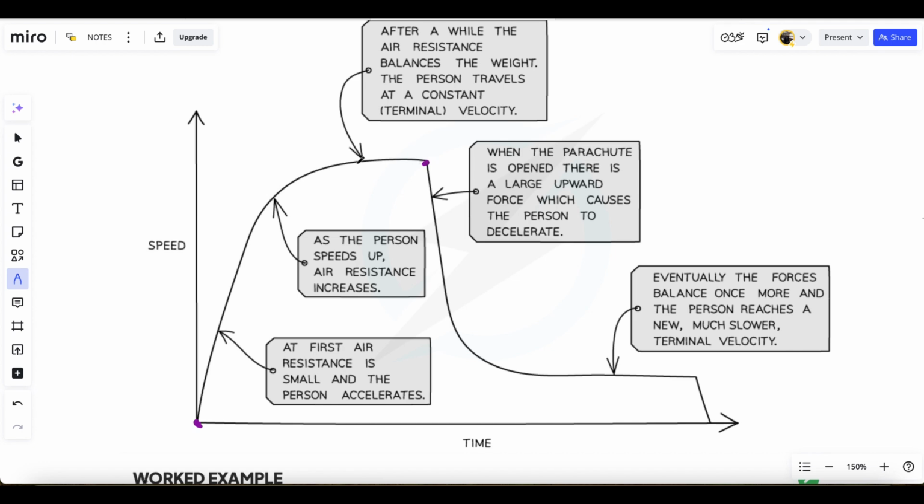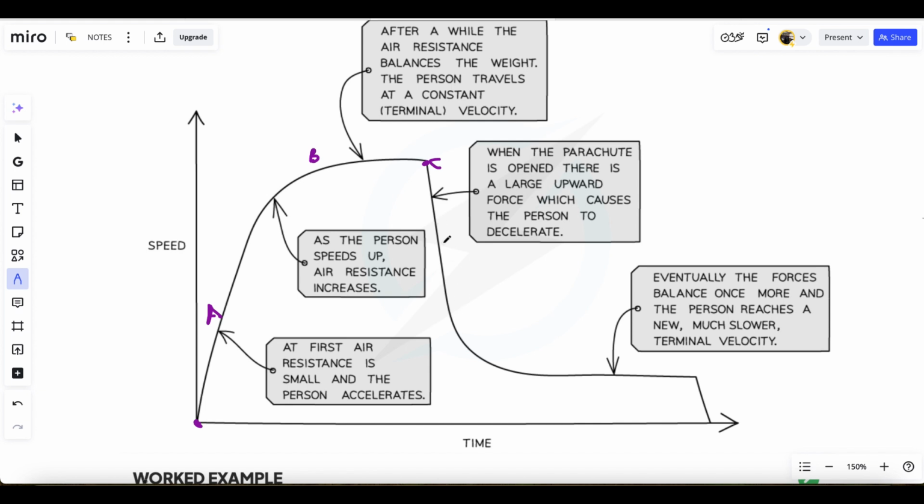So in the Cambridge exam, they may be putting letters here and ask you to describe the motion. They can put A here, B here, C here, and then they will be asking you a question. C is where you open your parachute. So at this point, the parachute is open. Now there is a large upward force. The air resistance will now be bigger, so you are decelerating.